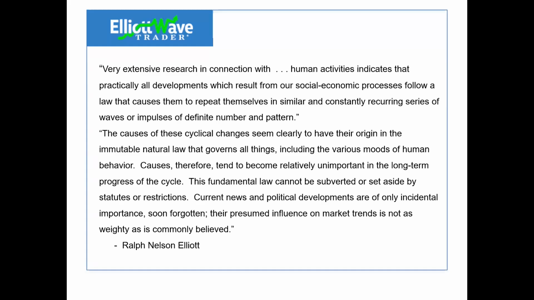And this is important. Causes, therefore, tend to be relatively unimportant in the long-term progress of the cycle. This fundamental law cannot be subverted or set aside by statutes or restrictions. Current news and political developments are of only incidental importance, soon forgotten. Their presumed influence on market trends is not as weighty as is commonly believed. Now remember, Elliott years ago, and in fact, recent studies today have begun to prove Elliott's theories from 80 years ago.